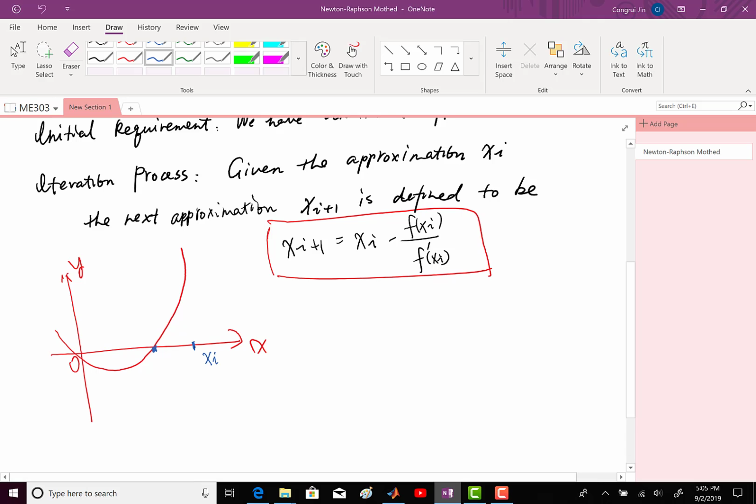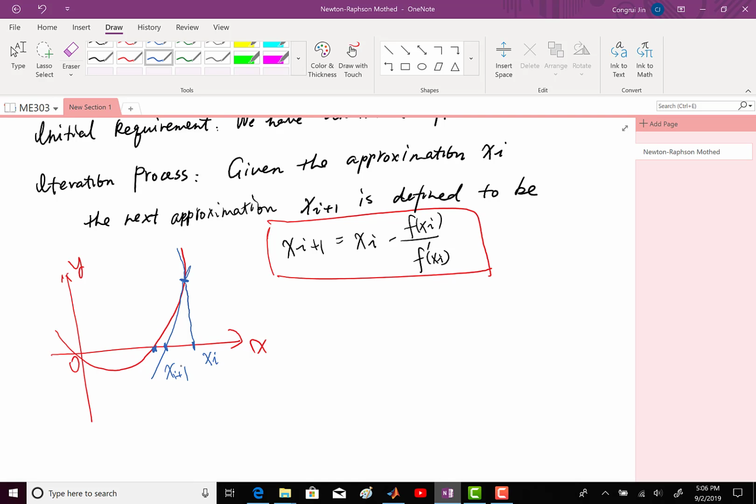We first draw a vertical line from the point xi, and this vertical line will have an intersection point with the function. At this point we draw a tangent line, a line which is tangent to this function. Then this tangent line will have an intersection point with the x-axis, and this point will be the next approximation for the root, xi+1.